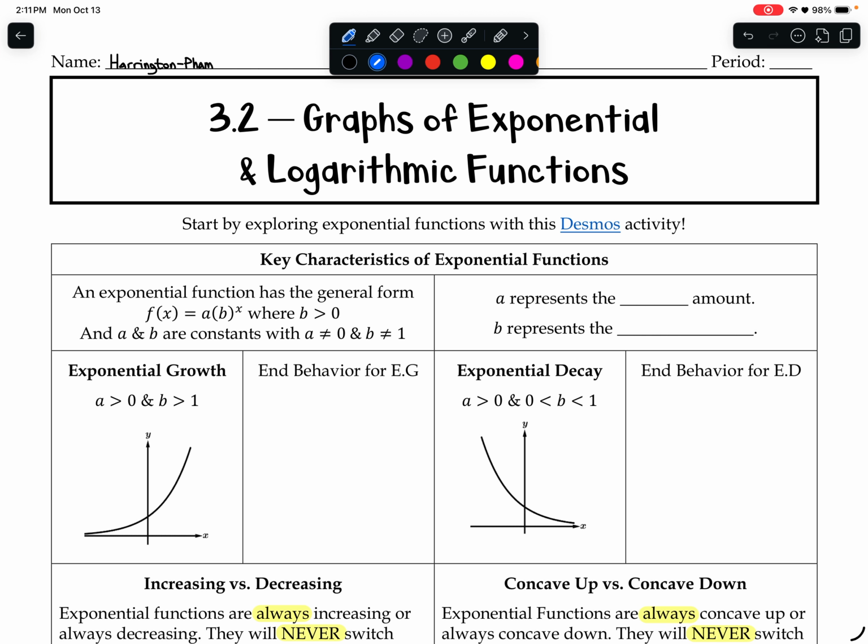Welcome back, everyone. In this video, we're going to talk about graphs of exponential functions specifically. In the next video, I'll talk about logarithmic functions. Diving right in, we're going to look at key characteristics of exponential functions.